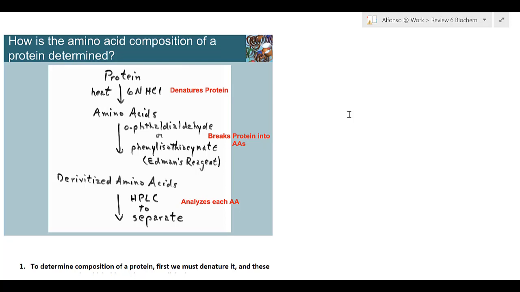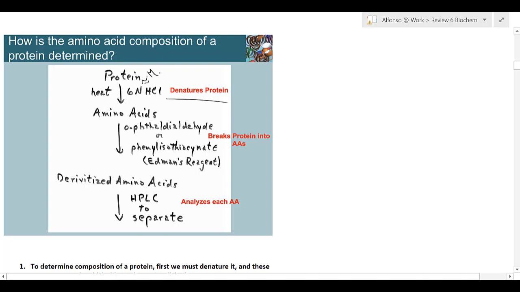And the first step to determine the amino acid composition of a protein is to denature it. In this example, you are using 6 normal hydrochloric acid. Normal is roughly equivalent to molarity. So if you ever see N, you can just pretty much take that as molarity.